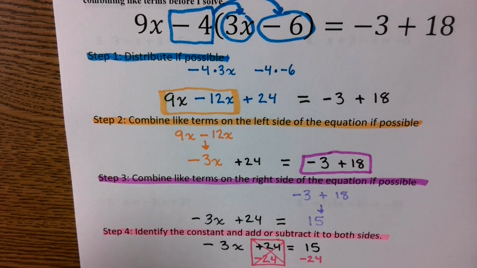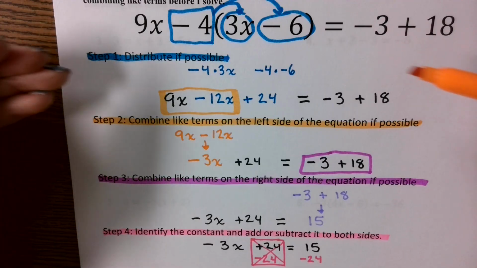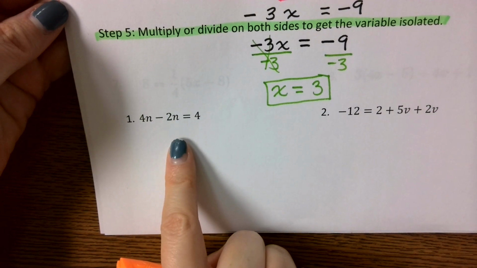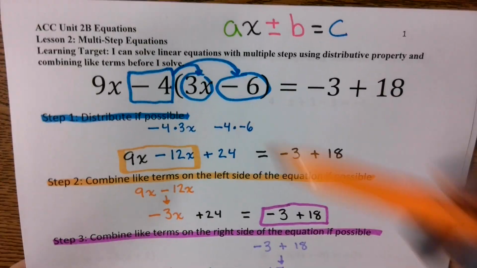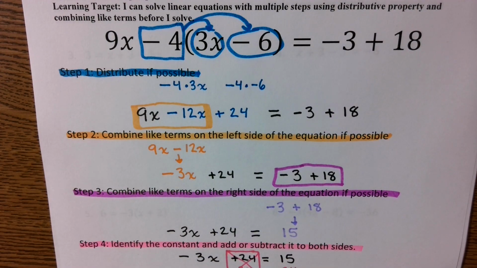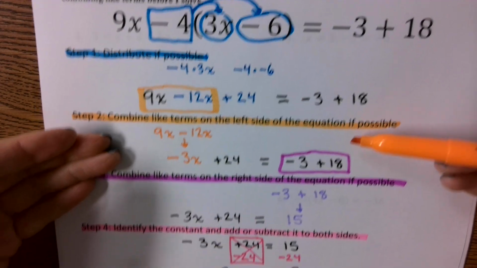So one more time. First step, we're always going to look to see if we can distribute. Are we always going to have distributive property? No, because like here, problem number 1, is there distributive property here? No. So it says if possible. If possible, distributive property will always be first. If you don't have distributive property, you move to your next 2 steps.